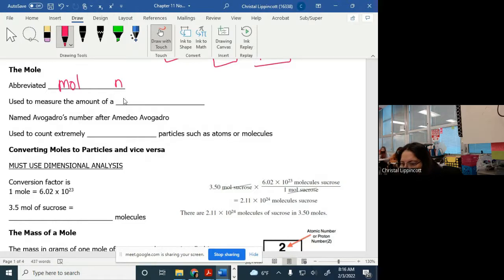It's used to measure the amount of matter in a substance. And it's named after Amadeo Avogadro. It's used to count extremely tiny particles such as atoms or molecules. And we get to use our old friend, dimensional analysis. That's why we've been practicing it the last day or so.